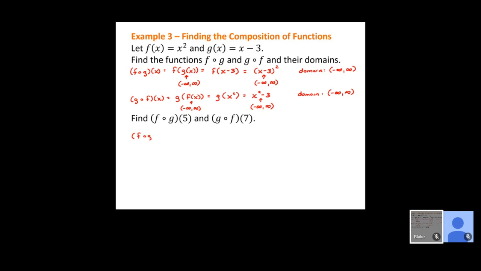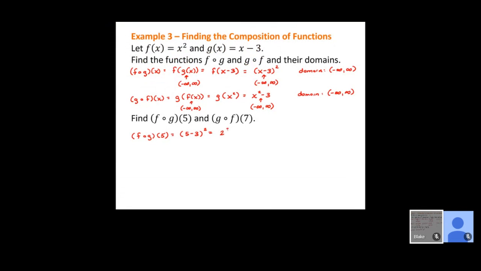All right, f of g of 5. Well, we already know what f of g of x is, so we're just going to substitute 5 into that function. That's going to give us 5 minus 3 all squared. And so what would that give us if we simplify? 4, good, right? So parentheses first, sorry about that. It's going to give us 2 squared, and 2 squared is 4.